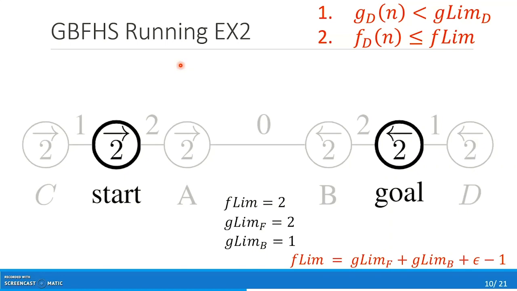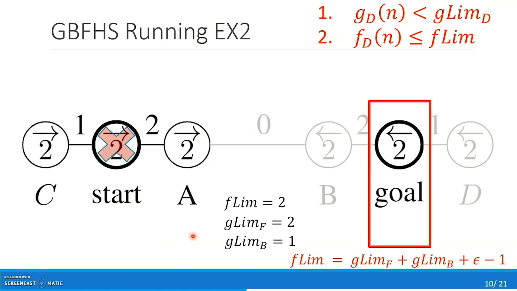Now let's move on to the second example. Here too, the f limit value is equal to 2, because of the f values of start and goal. However, this time, the sum of glim forward and glim backward is equal to 3 instead of 2. This is because, in this example, the value of epsilon is equal to 0. Now, the nodes which are eligible for expansion must have an f value less than or equal to 2, g value in the forward direction strictly less than 2, or g value in the backward direction strictly less than 1. Both start and goal fulfill these conditions, and therefore GBFHS can choose to expand start and goal.